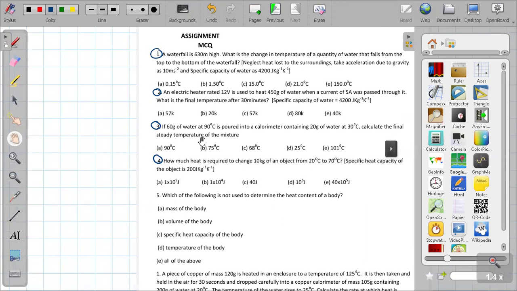Right. A water falls from 130 meters high. What is the change in temperature of a quantity of water falling from the top to the bottom of the fall? Neglect the heat loss to the surroundings. The acceleration due to gravity is 10 and the specific heat capacity is 4200. So we have to assume a mass of 1 kilogram. Here it hasn't given anything else.